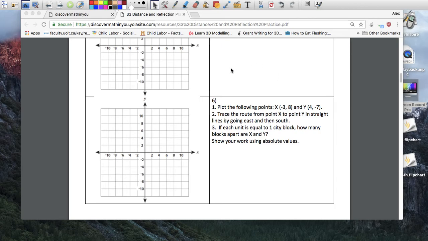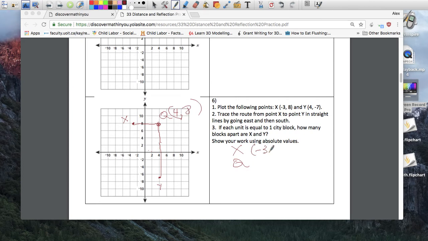Plot the following, negative 3 and 8. Negative 3 is this way, and 8 up, so somewhere over here. I'll call that X, and the other one's 4, negative 7. You go down. There's Y. So again, you're going to go like this, and you're going to go south. So what are we doing? We're going east and then south, so I'm right. And point Q over here, at that corner where you make a right turn to go south, it's going to be 4 and 8.